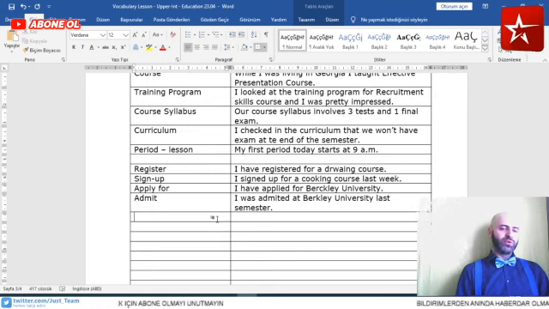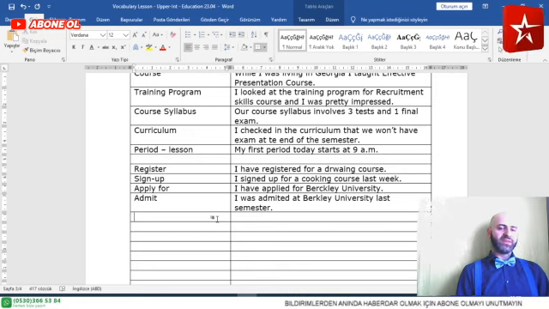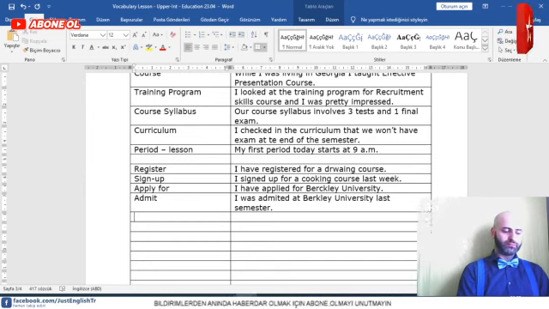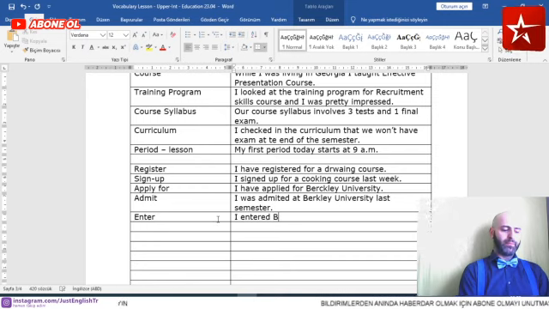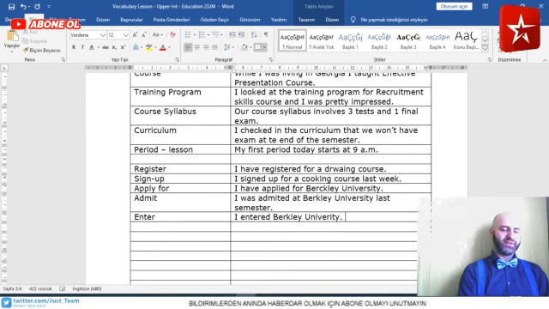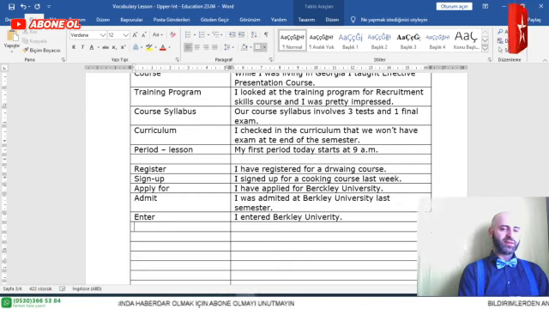If we want to use it in active sentence, we will say I entered or I started. So enter also means to start university. I entered Berkeley University.